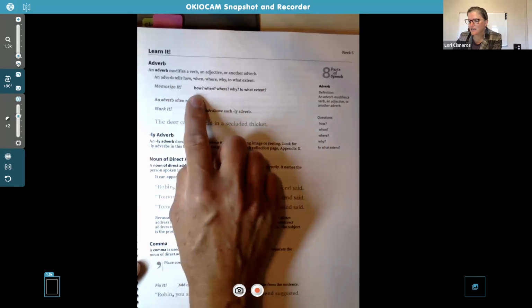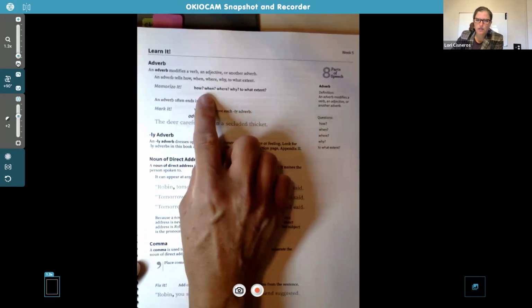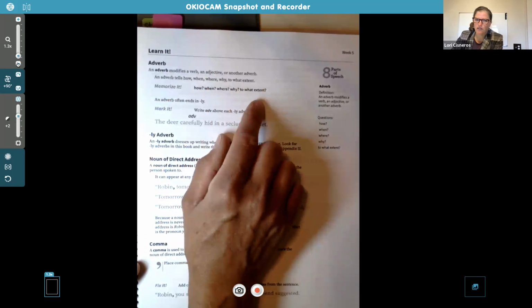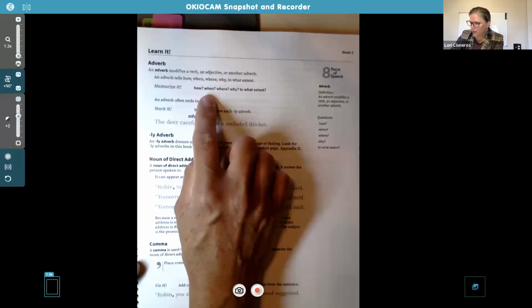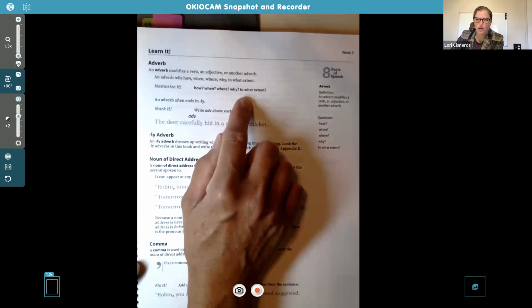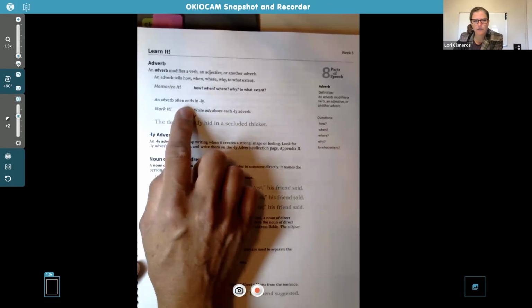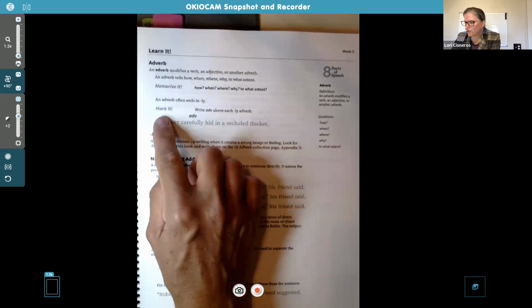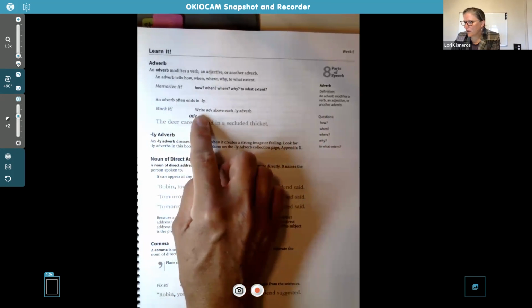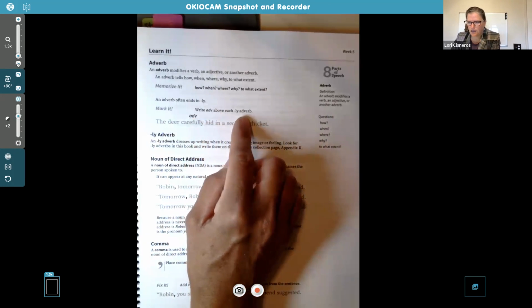So here it says how, when, where, why, to what extent. If you keep that in mind as you're looking for an adverb, that will help you. If you can ask those questions, if you can answer them, if it tells how or when or where, why, or to what extent, then you know the word is an adverb. And it often ends in ly. And that is what we're going to talk about today too. So when you're marking it, you're going to write ADV, which stands for adverb, above each ly adverb.